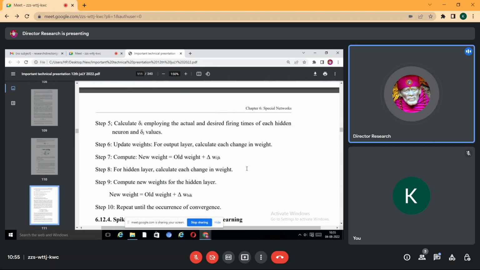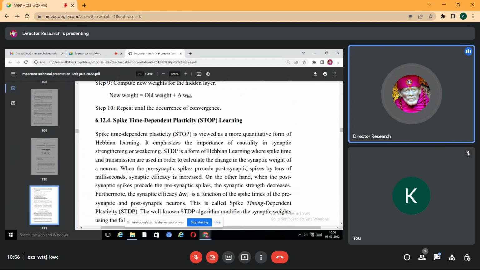In step 7, compute the new weight, which is equal to the old weight plus delta Wij. For the hidden layer, calculate the change in each weight. Compute the new weight in the hidden layer: new weight equals old weight plus delta Wik.